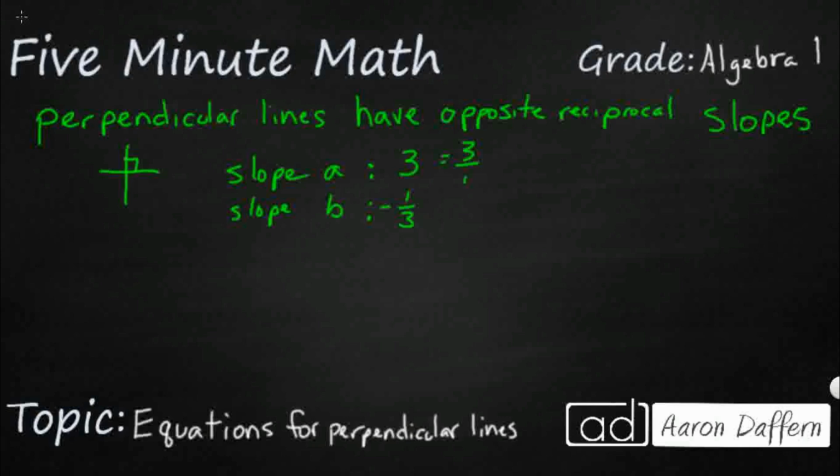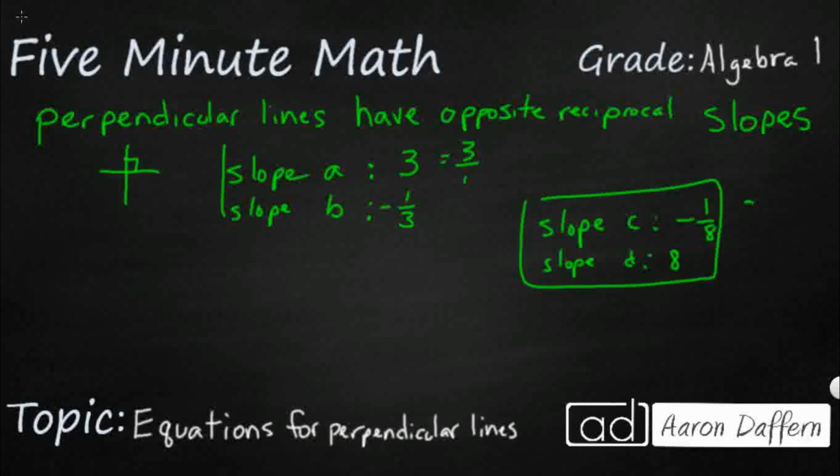Let's look at another example. If slope C is negative 1/8, well, then you probably have guessed it. Slope D, what is first the opposite sign? That's a negative, so this is a positive, so we'll just leave it blank. And the reciprocal of 1/8, you flip it, is just 8 over 1. So 8 over 1 is just 8. These are perpendicular slopes. Let's see how we can find that with a problem.